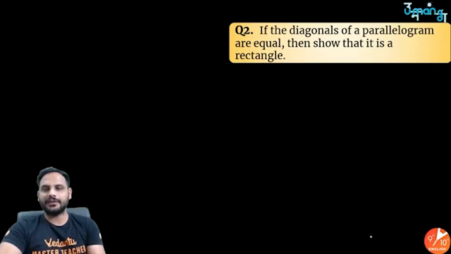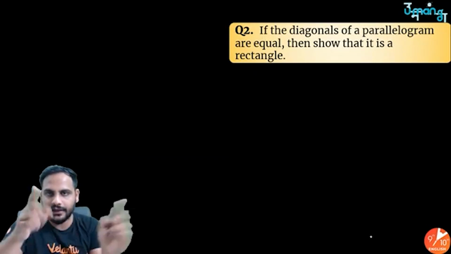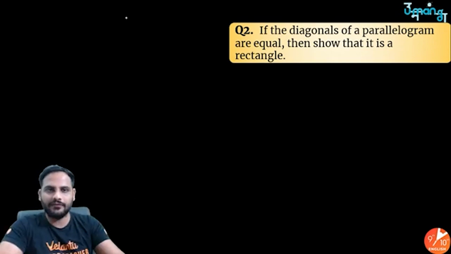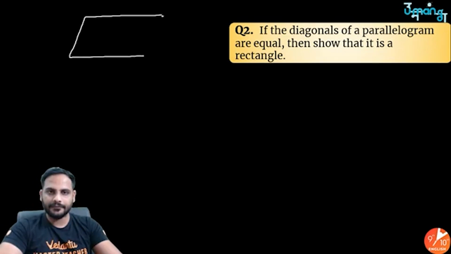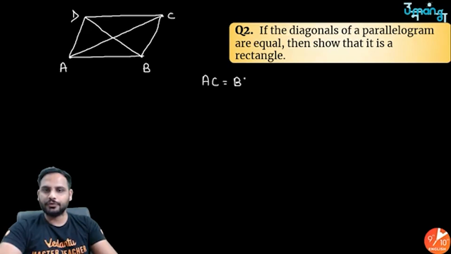If the diagonals of a parallelogram are equal, then show that it is a rectangle. Now look, in these questions you need to understand that the given diagram is of a parallelogram. Suppose I assume a quadrilateral ABCD. They have given me ABCD as a parallelogram. The only thing they have given is that the length of AC is equal to the length of BD, AC is equal to BD, and I need to prove now that it is a rectangle.